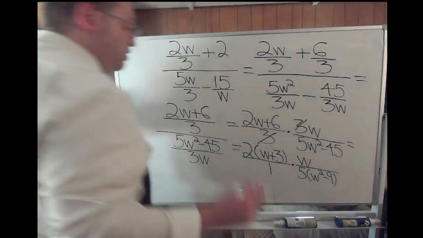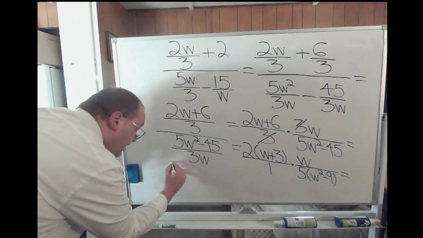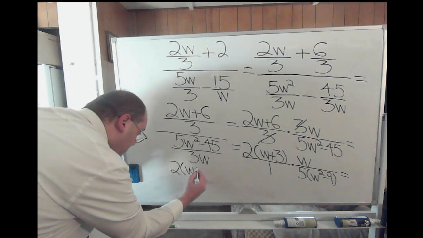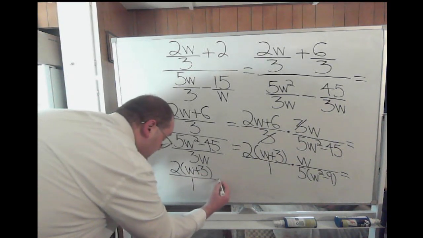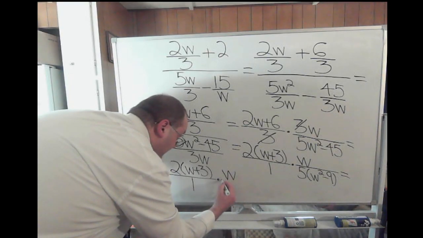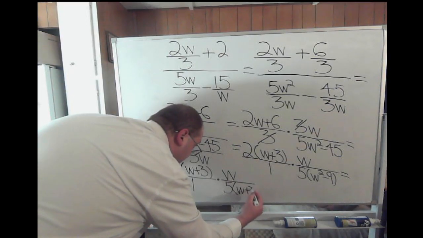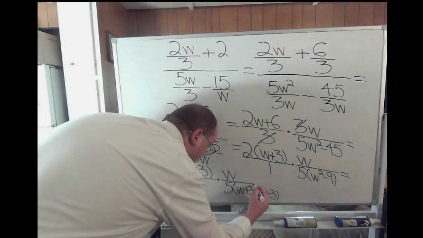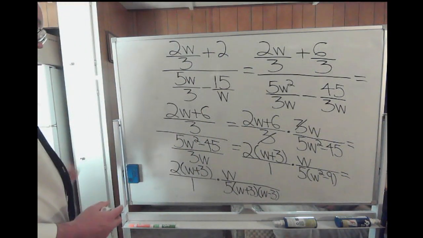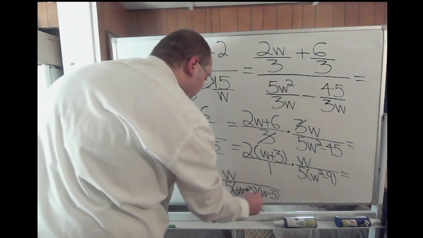But what do you know? The w squared minus 9 factors a step further. I'm going to bring it over here. You'll have 2 times w plus 3 all over 1 times w, all over 5 times w plus 3 times w minus 3. Okay? Well, now it's plain to see we have a w plus 3 that cancels out between the numerator and denominator.